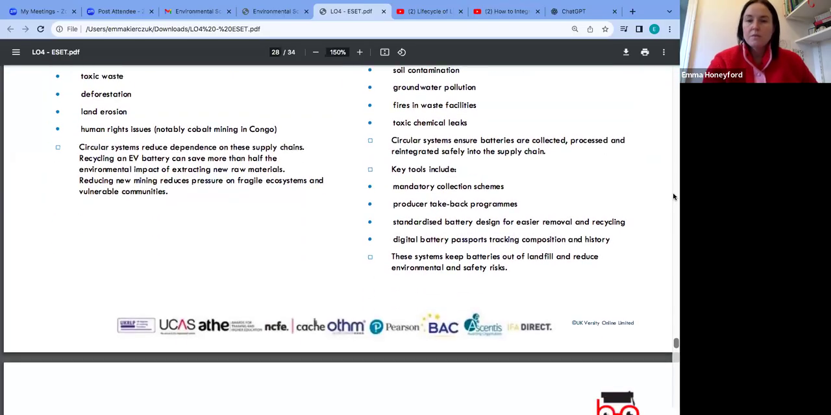So key tools include mandatory collection schemes, producer take-back programs, or standardised battery design for easy removal and recycling. So the way in which we design products matters, as some products are not designed to be recycled. Some products, such as phones, are built for obsolescence. They're built not to last, which is a massive problem at the moment. They could last longer, but they're built to have an end life.